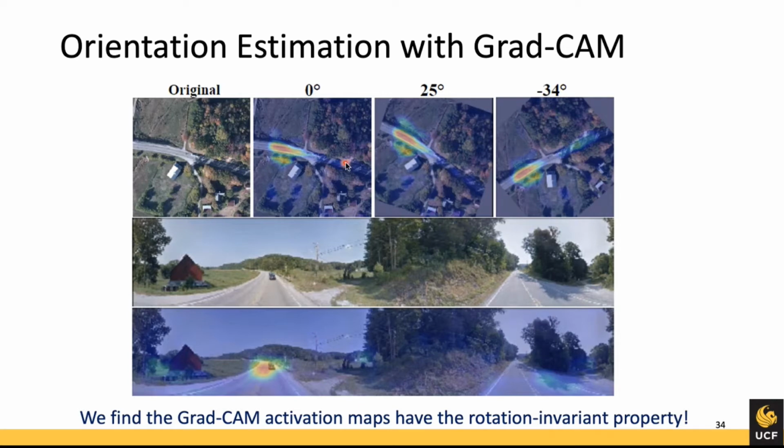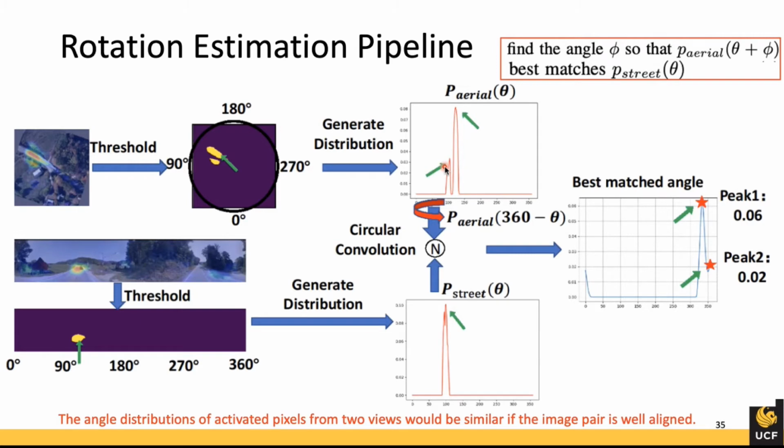find out that the heat map provided by Grad-CAM doesn't change too much, no matter the degree of rotation, right? So from these activation maps, that means the Grad-CAM activation map actually has some rotation invariant property. And we want to leverage that to estimate the rotation angle, okay? And this is how we do that.